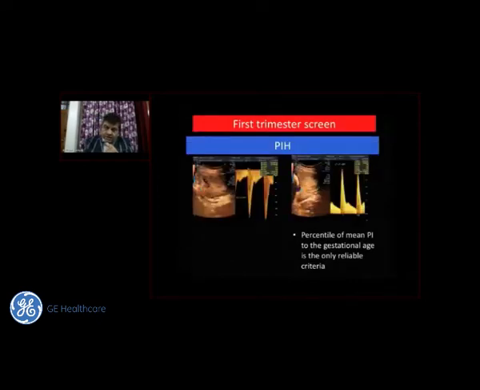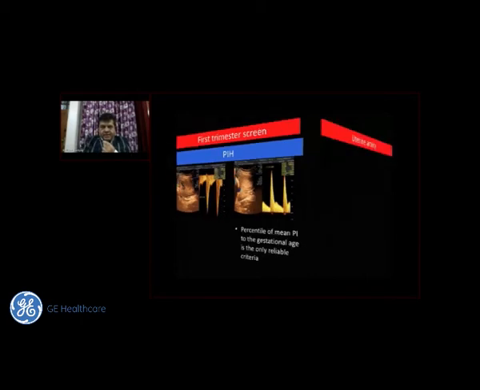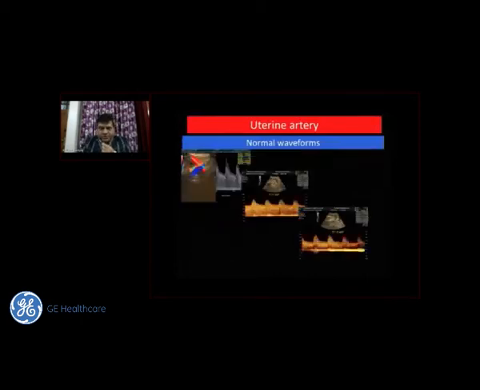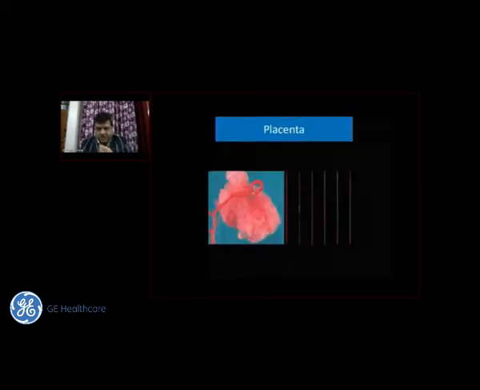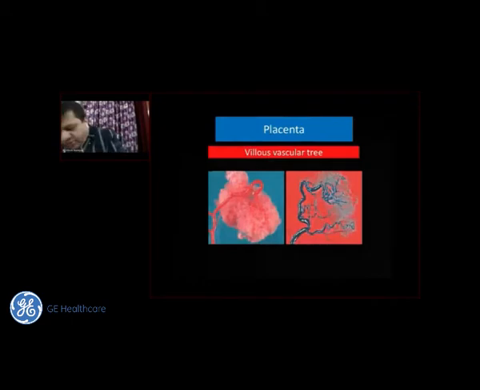PI, yes, preeclampsia in the first trimester is extremely important. We have to do both the sides, and the percentile of the mean PI for the gestational age is the only reliable criterion. Please remember that uterine artery notching is no longer important. So that is the uterine artery, and we know that in the normal waveforms in the third trimester, the diastolic flow is going to increase.